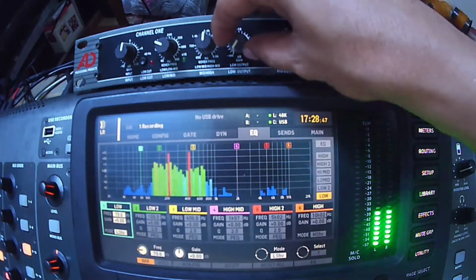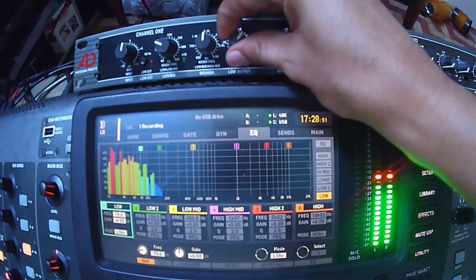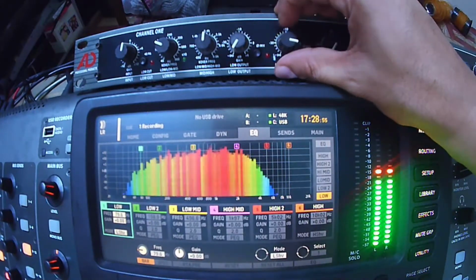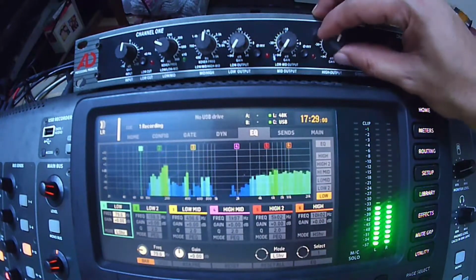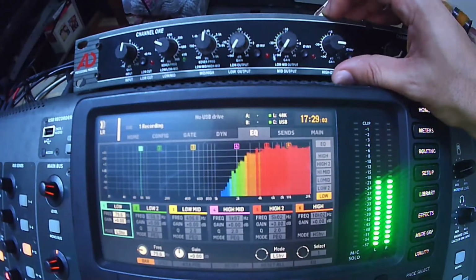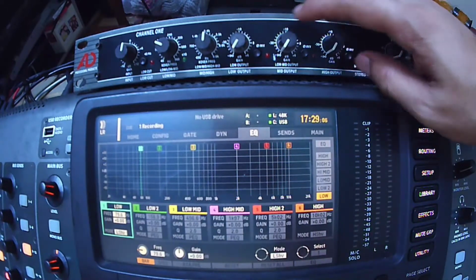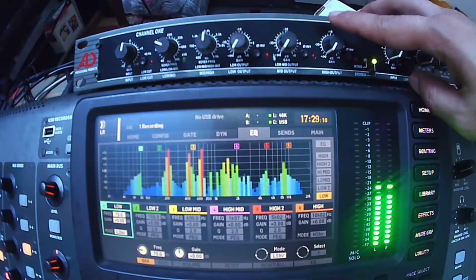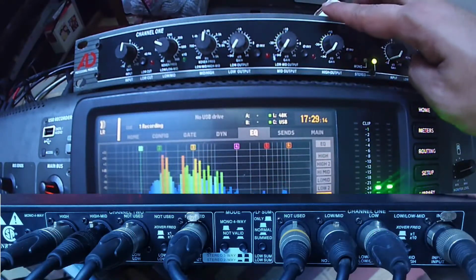Let's see the subwoofer. Let's see the mid. And let's see the high. That will be the sound coming from these three knobs. And correspondingly, these three knobs controls the three XLR output at the rear.